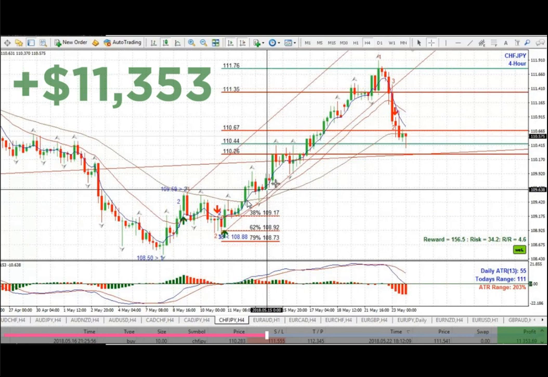This particular trade netted Lennox 11,000 and change. The trade took place May 16th, consummated on May 22nd. In the course, we show you exactly what pattern to look for. We show you where to enter a trade and where to exit a trade. That's all part of the package offering.